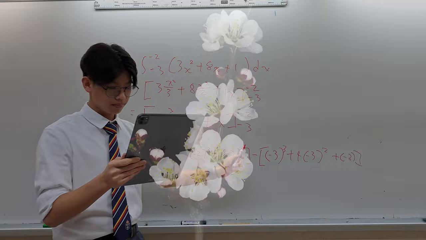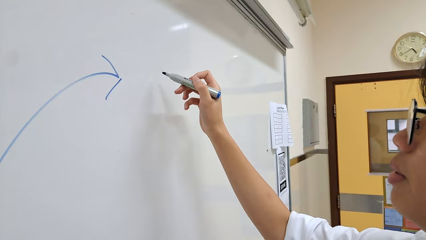And the answer will be 0 minus 2 over 3, and the answer is negative 2 over 3.